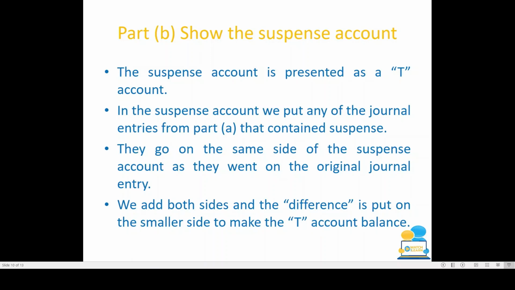So in part A, if we were debiting suspense twice and crediting suspense once, it'll be the same here. Debit suspense twice and credit suspense once. Then we add both sides and the difference is put on the smaller side to make the T account balance. So if the total on the debit side is 500 and the total on the credit side is 2,000, then we put in 1,500 on the debit side just to balance the accounts. And that will be our difference.